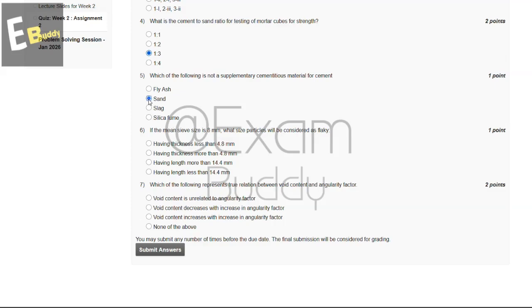And now let's go to our question number 6. If the mean sieve size is 8 mm, what size particles will be considered as flaky? So these are the options, and the answer of our sixth question is A: having thickness less than 4.8 mm.